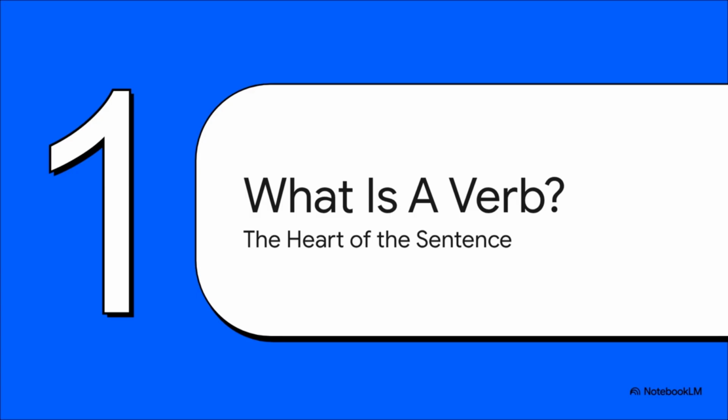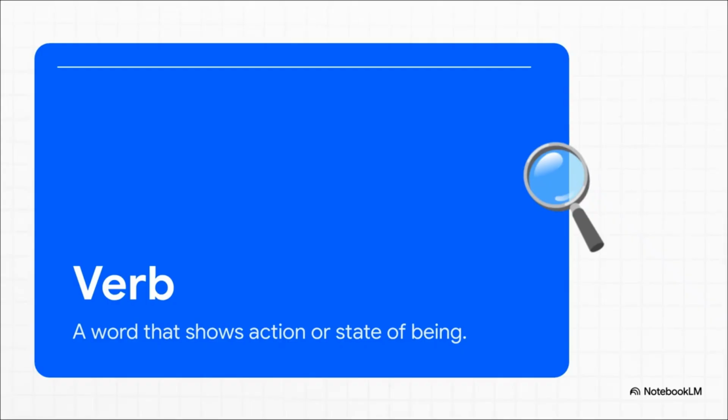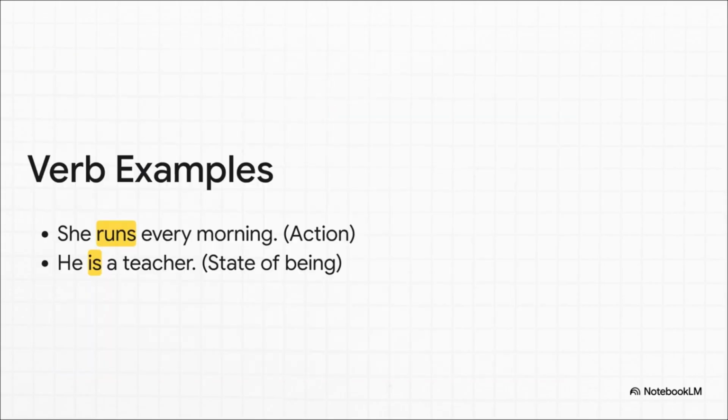But before we can get into the different kinds of verbs, we have to be crystal clear on what a verb actually is. Think of it like the engine of your sentence. Seriously, without it, your sentence just isn't going anywhere. So here's the bottom line. Every single verb has one of two jobs. It either shows an action, something actually happening, or it describes a state of being, which is kind of like saying something is a certain way. And these two examples show that difference perfectly.